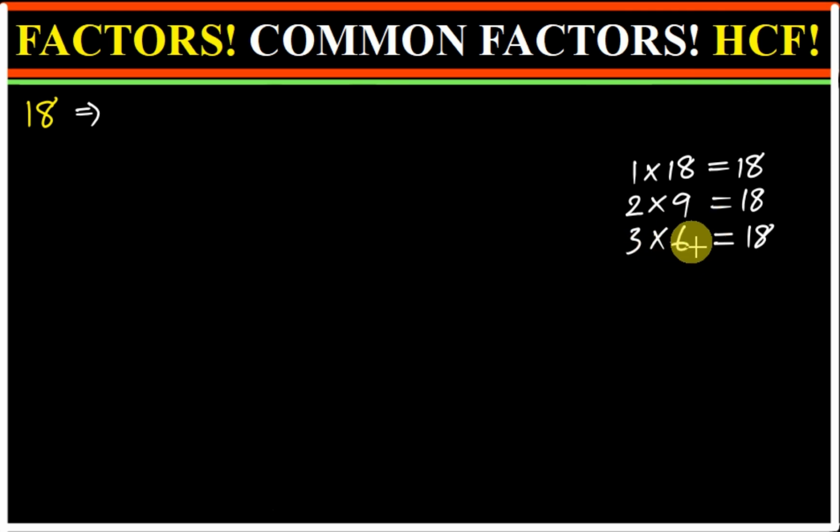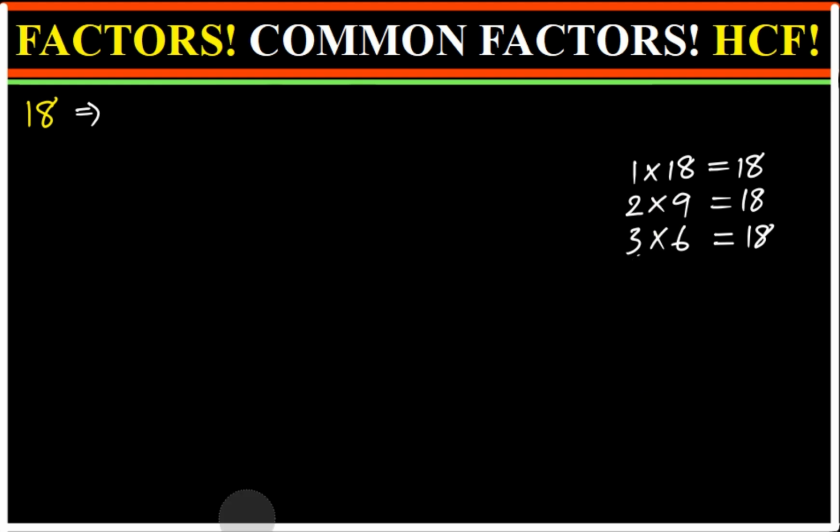6 is there, so we have written 6 here. We have to just check between these two numbers. 3 we already got, 6 we already got, so what is left in between? We have 4 and 5. These are not factors because 18 doesn't come in the 4 and 5 tables. So we got all the factors, and we can stop checking here.